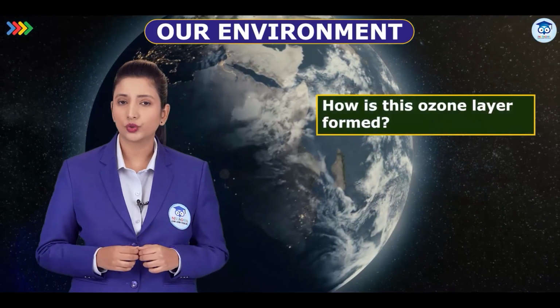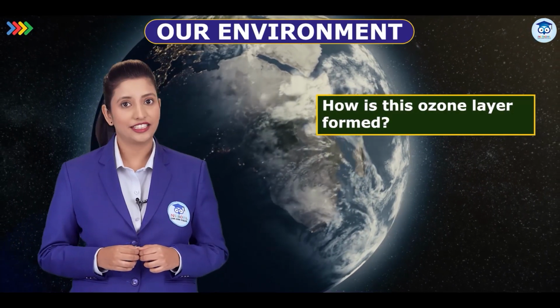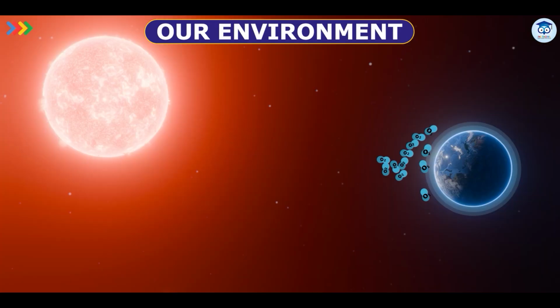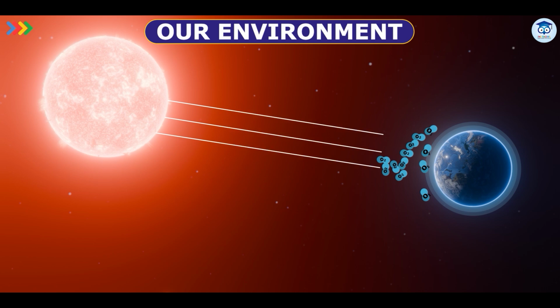But how is this ozone layer formed? Well, nature has its own smart way of protecting us. When sunlight, especially UV rays, hits normal oxygen molecules present in the atmosphere, it breaks them into single oxygen atoms. These free oxygen atoms then combine with O2 to form ozone. This happens naturally and keeps maintaining the ozone layer.